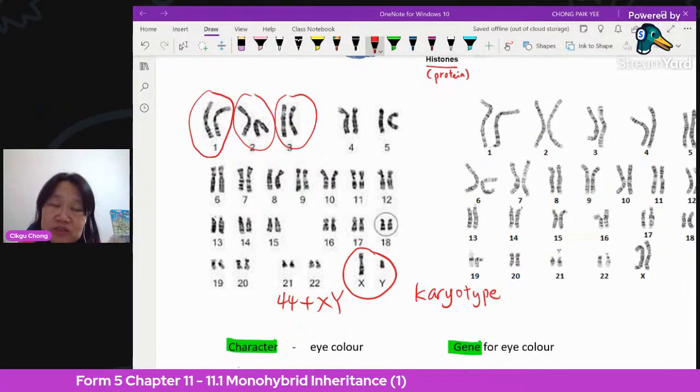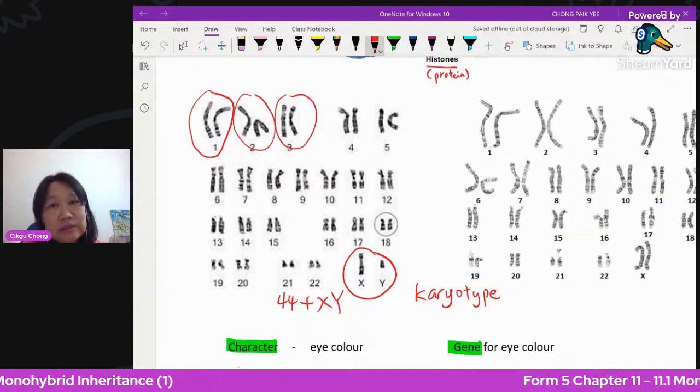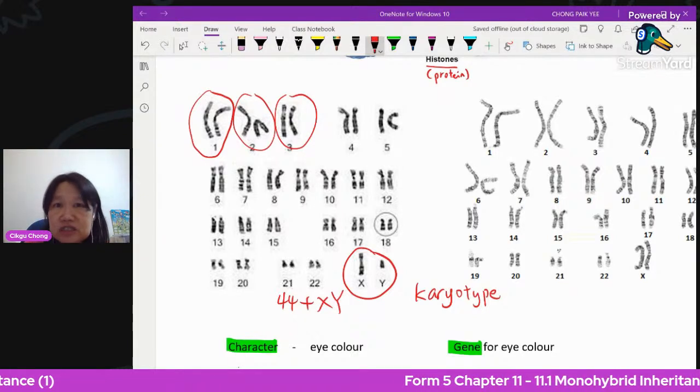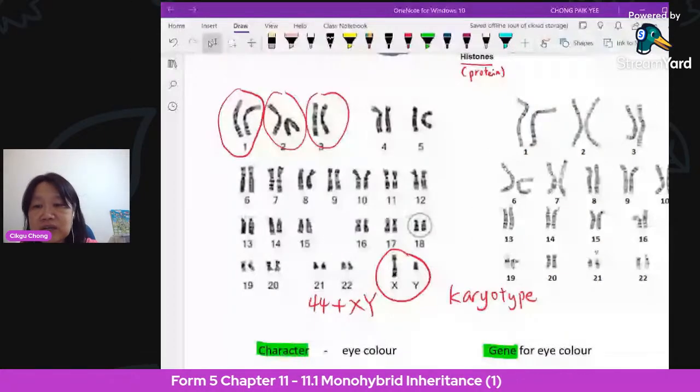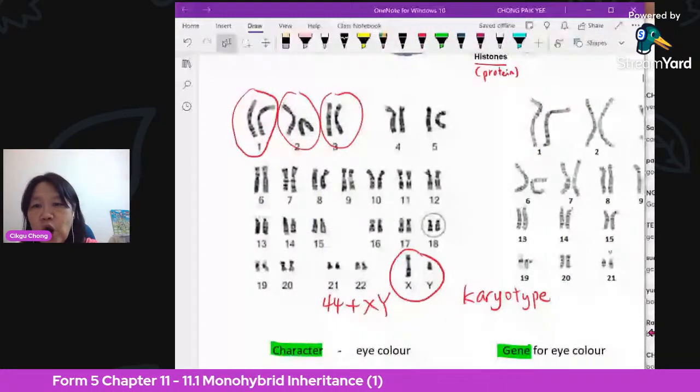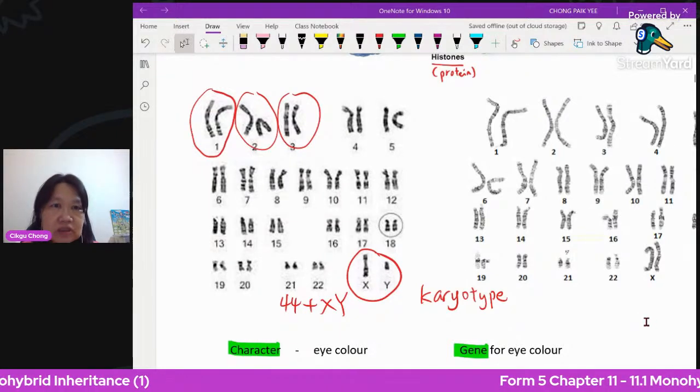Remember, we had Down syndrome. You have an extra copy of chromosome number 21, then you will have Down syndrome. You learned that last year. So 44 plus XY, do you know what it is? This is a boy. Yes, good. You still remember your Form 4 work. 44 plus XY is a boy. So this is a male. These chromosomes come from a male.